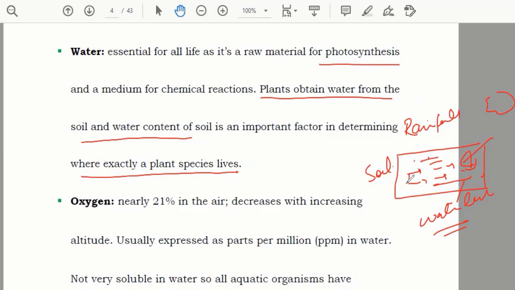And this water content will decide which type of plants will grow here. If the water content is really low, then you will find plants which need less water. And if the water content is high, you will find plants which need more water. So how much water is present in the soil will decide which kind of plants will be present there. So this is water.